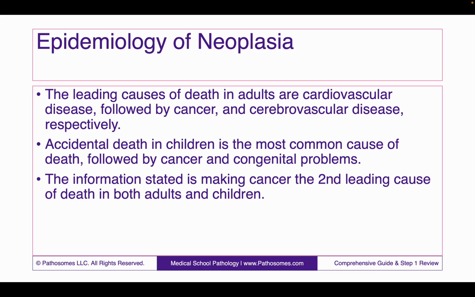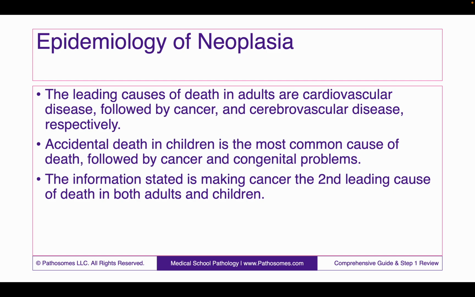Let's talk a little bit about the epidemiology of neoplasia, because this is always asked. The leading causes of death in adults are cardiovascular disease, followed by cancer, and cerebrovascular disease, respectively.